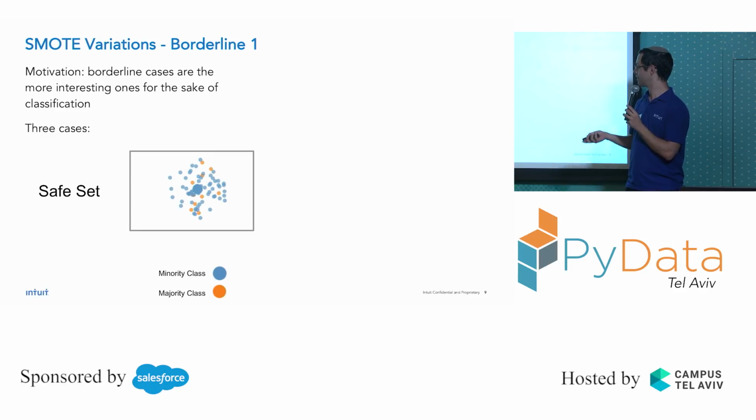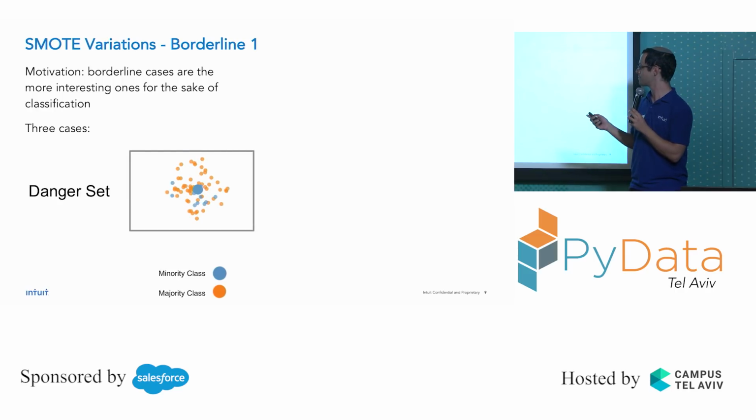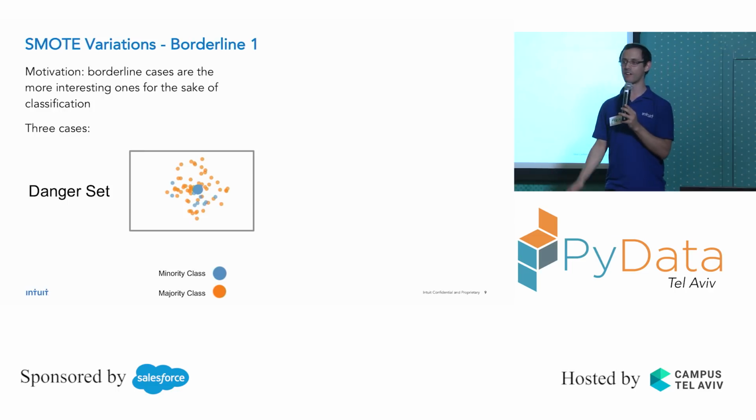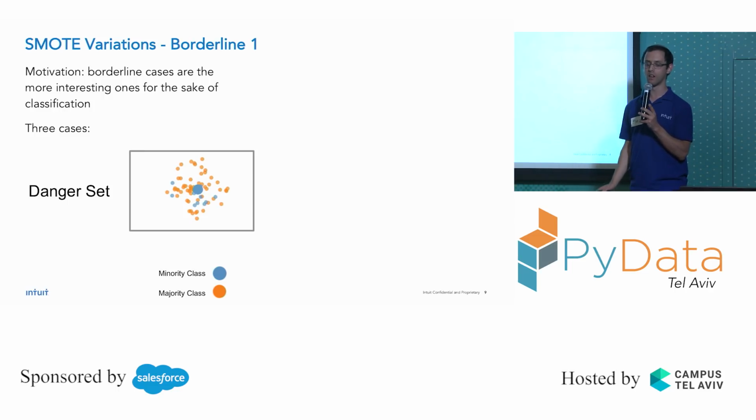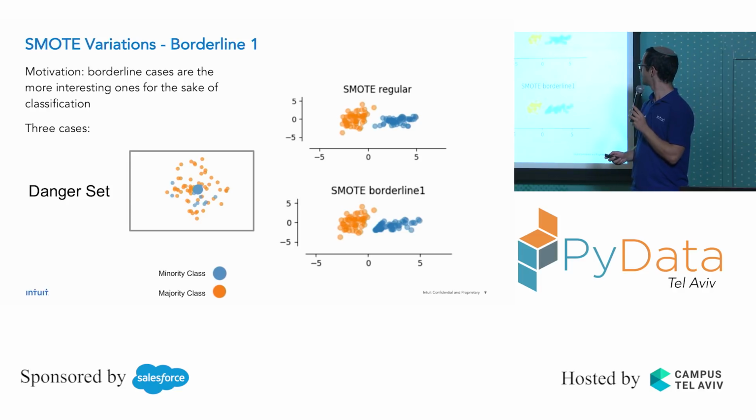Then you have the safe set, where the majority of the neighbors belong to the minority class. Those points we don't really want to oversample because they're already so safely embedded inside the minority class, so there's no interest in resampling them. What is interesting to us is the danger set, where the majority, but not all of the neighbors, belong to the majority class, and those points we really want to resample. So we will do SMOTE, but only on those points. And this is the result of Borderline 1. As you can see, we've resampled a lot very close to the decision boundary. We haven't resampled at all away from the decision boundary.